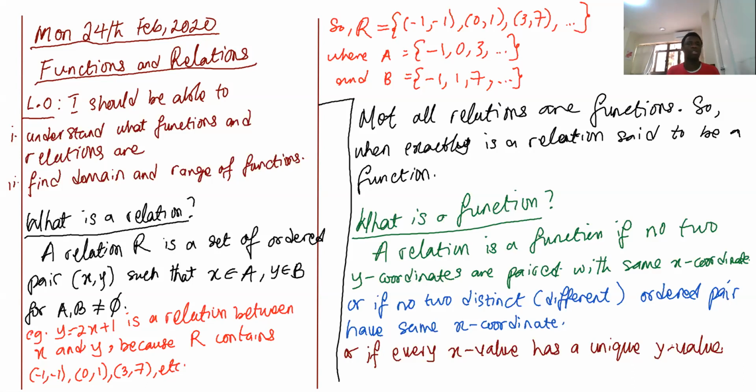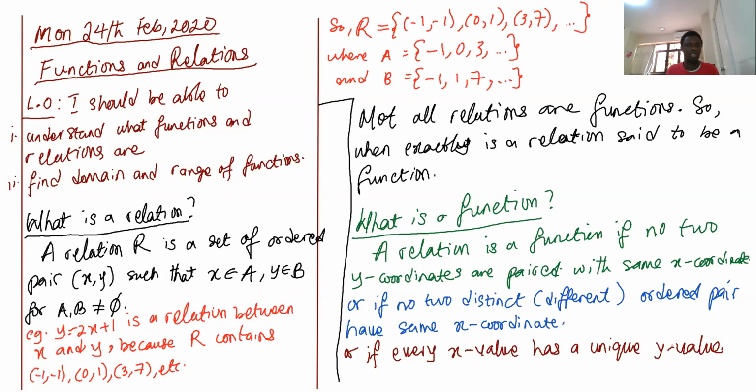A relation is the set of all the ordered pairs such that the x coordinate is from a non-empty set, and the y coordinate is from a non-empty set. Of course, the two sets can be equal, we don't care. The two sets can be distinct, we don't care. But if A and B are non-empty sets such that x is in A and y is in B, then you have a relation. The set of (x, y) forms a relation, okay?